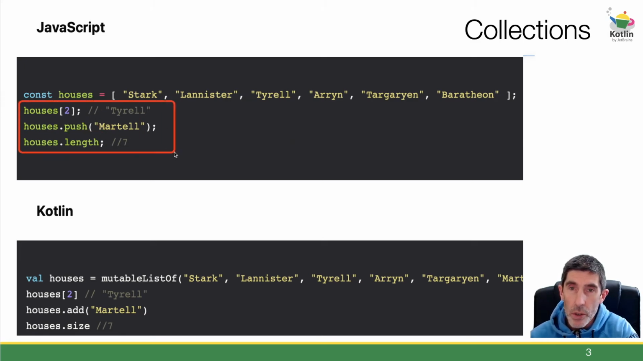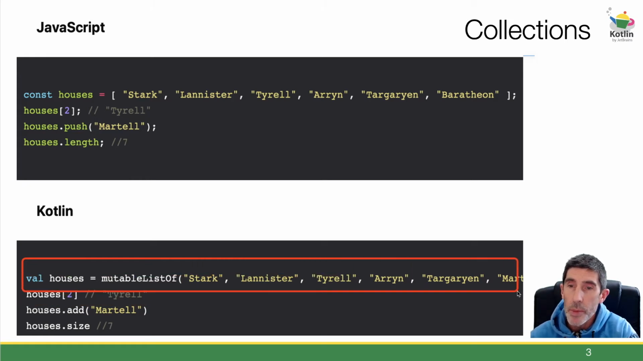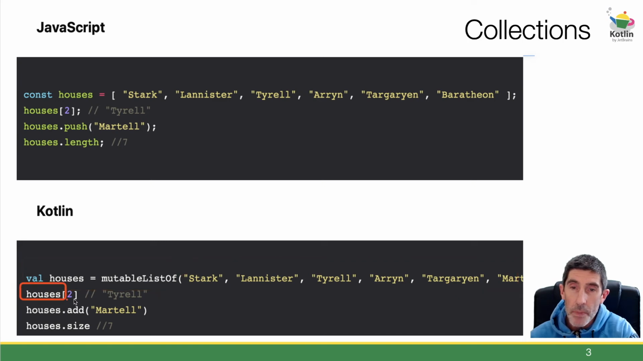So we can say houses and the square brackets 2 to get at the third element. Again, the index starts at 0. We can add to it with houses.push, and then we can find the length of it with the .length property. Slightly different in Kotlin. The equivalent would be something like this: mutableListOf. So there's all our elements again like before. Accessing them is the same with our index, but instead of push, we'd say add. And instead of length, we say size. So again, very similar. A couple of subtle differences.